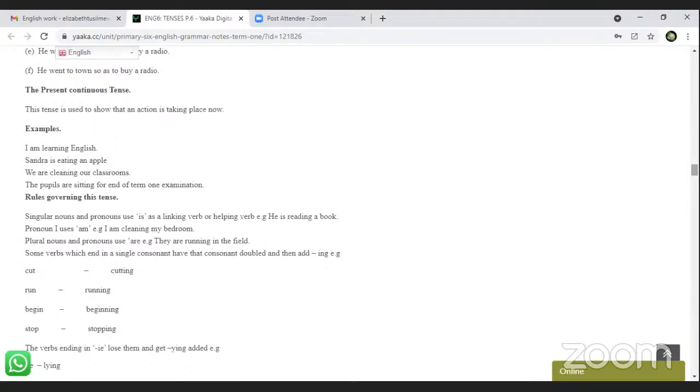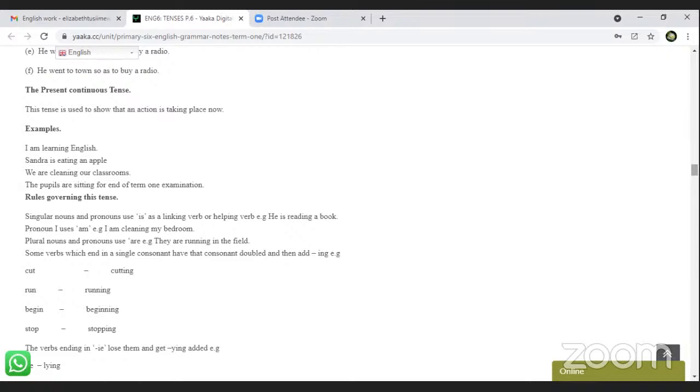Yeah, Lynette, it is okay. So we had reached the present continuous tense. The present continuous tense uses the present participle forms of the verbs, and the rules are there. Singular forms use is, plural nouns and plural pronouns use are. Pronoun I uses am. So we have studied this.